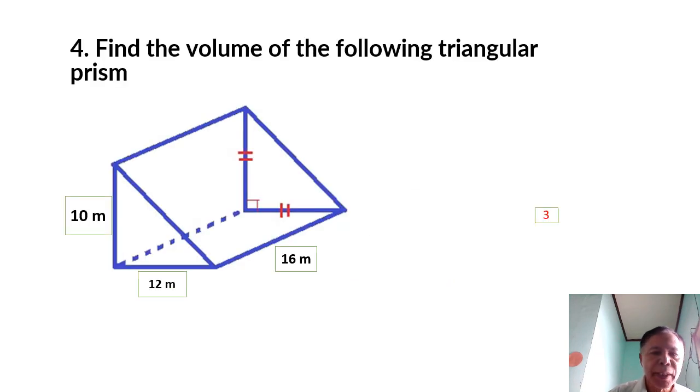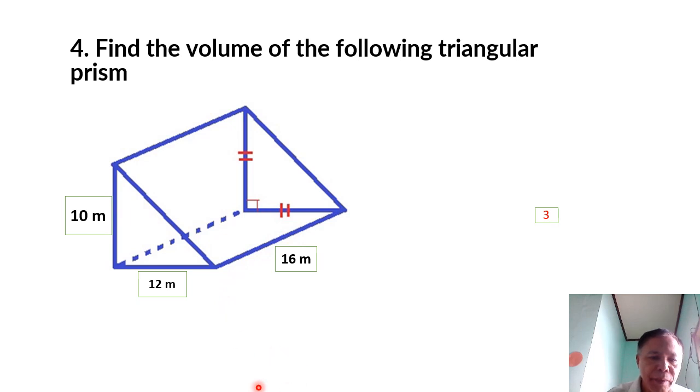So the next is to find the volume of a triangular prism. The triangle base is 12 and the height is 10. This one is 10, this one is 12, and this one is the length here. So the volume here is simply the area of this one times, of course, the length.